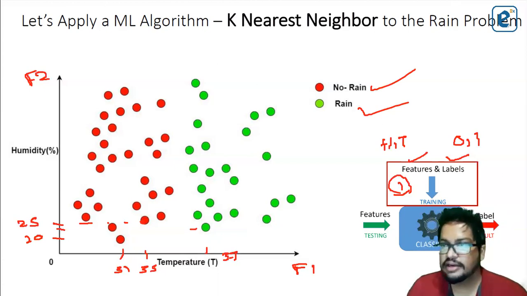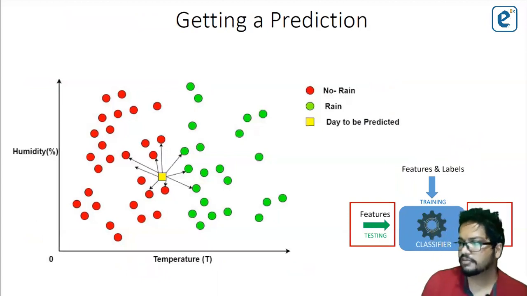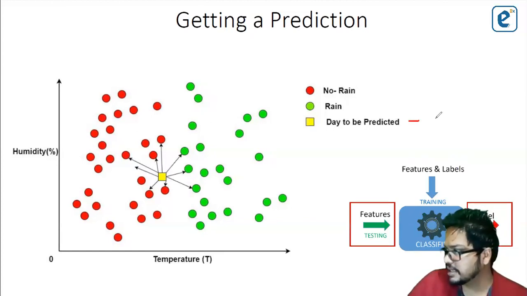Then what we are going to do, we are going to get a prediction, right? Okay. So we have a day. Today, let's say, the temperature is 31 and the humidity is, let's say, 55.